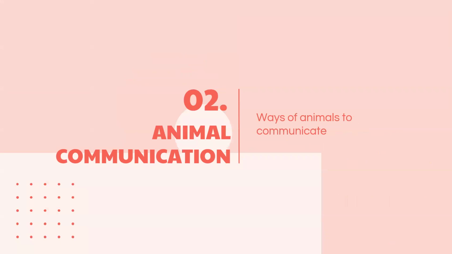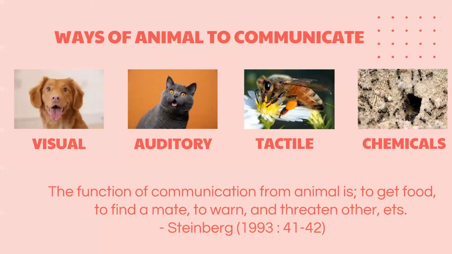And then the second one, we're talking about animal communication. There are four ways for animals to communicate. The first one is visual. For example, when a dog is wiggling its tail, and we can see it wiggling its tail, which means that it is excited, it already uses the visual way of communicating.